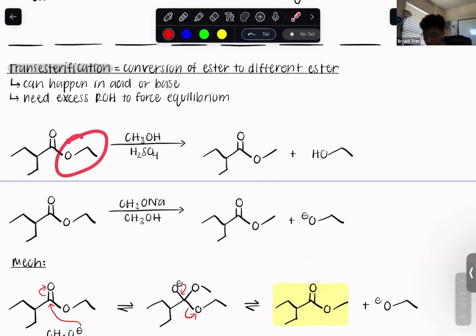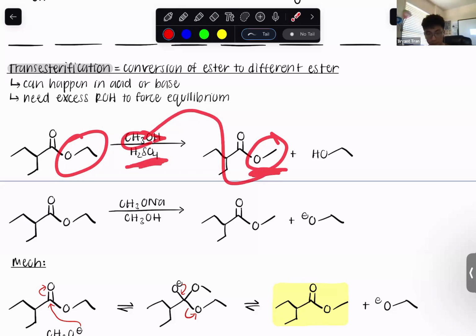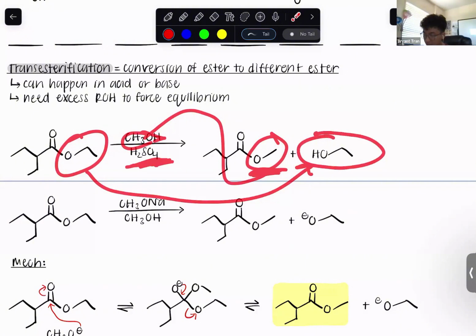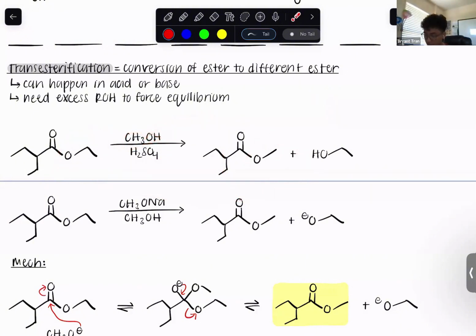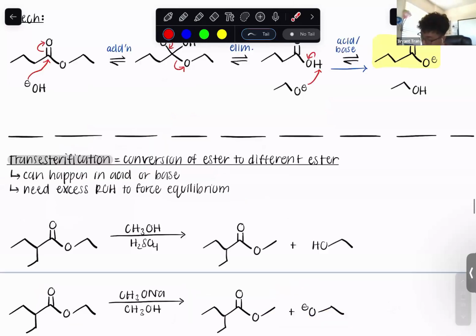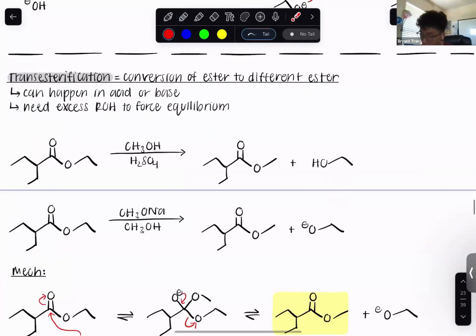So this is the OR of the original ester. This is the new ester with the new OR group, and this new OR group comes from this reagent here, the methanol. And this is in acidic conditions because we have H2SO4, right? And then the leaving group just leaves as a neutral product because when it leaves, it's gonna leave with a proton, right? When you do the whole mechanism of nucleophilic acyl substitution in acidic conditions, it's very similar to hydrolysis, right? But instead of water as the nucleophile, you have alcohol as the nucleophile.